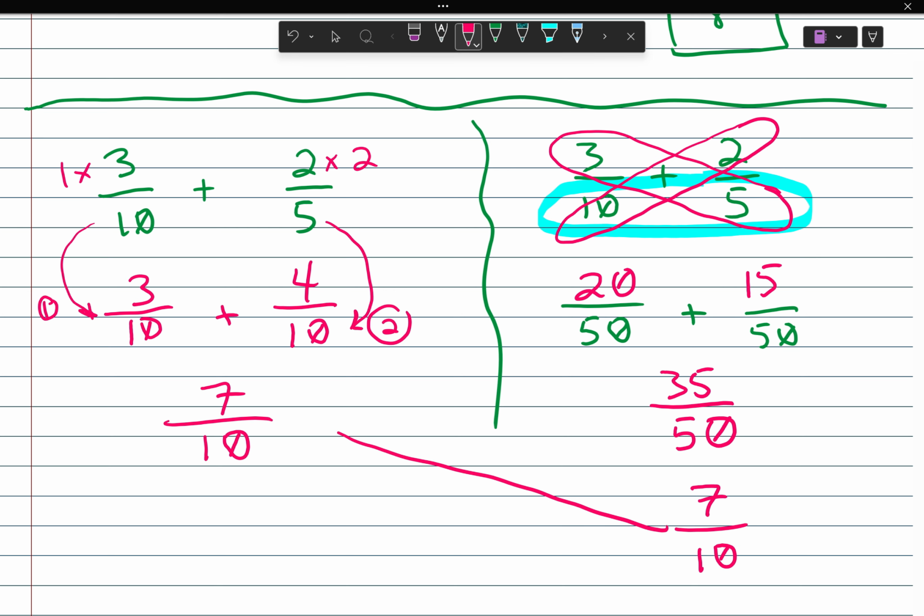Same answer. And that was two different methods of adding or subtracting. We didn't do any subtraction problems, but if it were subtraction, you would just go ahead and subtract. So this was adding or subtracting fractions that are unlike, different denominators.